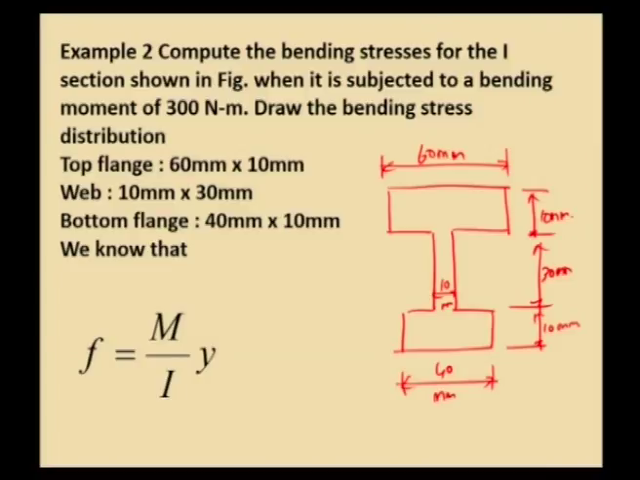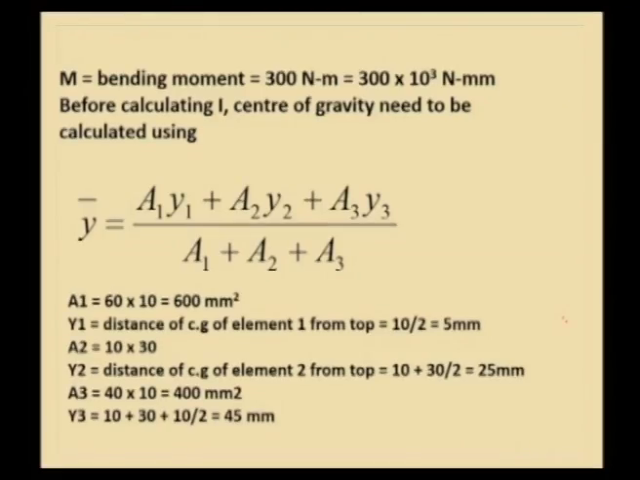The problem is to compute the bending stresses for the unsymmetrical I section. We have been given a bending moment value of 300 Newton meter. So, we will have to compute the bending stress at various levels. We have the bending equation as f equal to M by I into y. M is given as 300 Newton meter, so 300 into 10 power 3 Newton millimeters. We always want to have a consistent set of units.